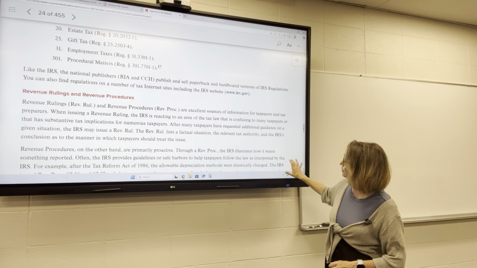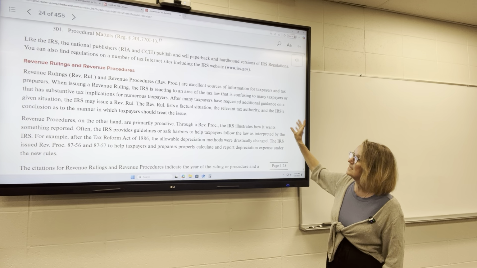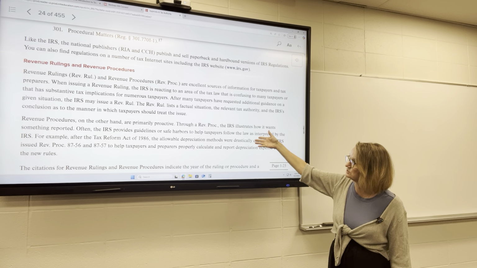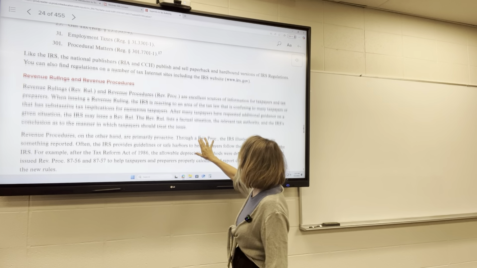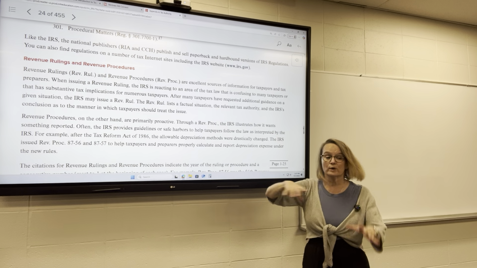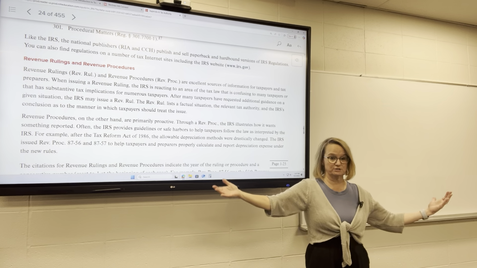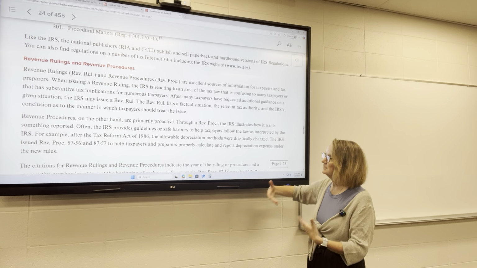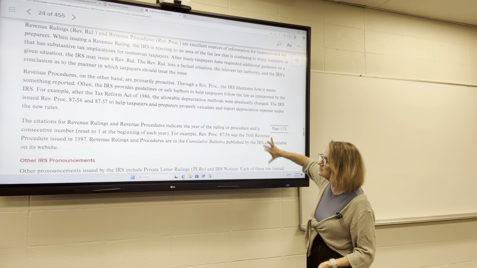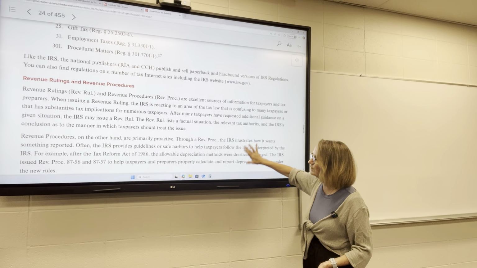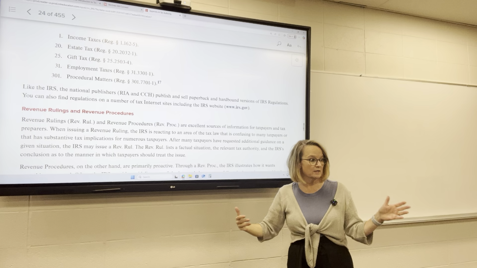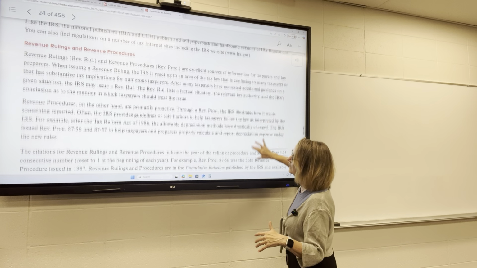If taxpayers have requested additional guidance, the IRS may issue these rulings, and then procedures are proactive. So the IRS will give an illustration of how something should be treated, kind of before some of the issues come up. These are not really authoritative, they're just sort of how-to guides for taxpayers.